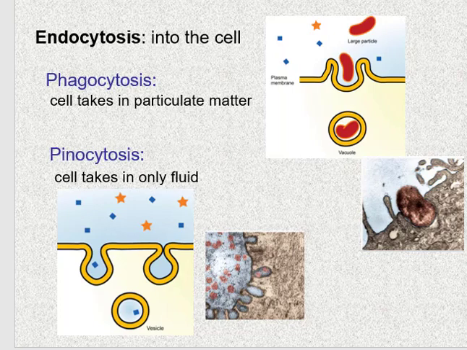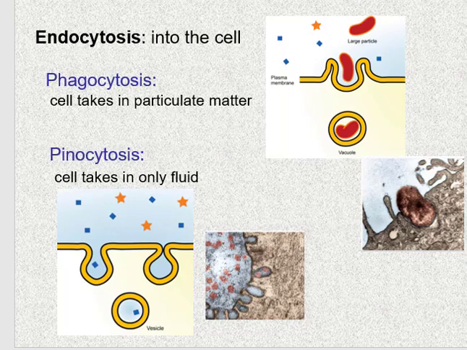Now, phagocytosis is the process in which cells take in large particles such as other cells. An example of this would be when microorganisms invade the human body, and a type of white blood cell called a neutrophil will remove the invaders. And they do so through this process. They will surround and engulf the microorganism and then destroy it.